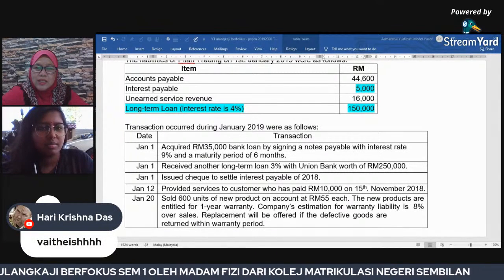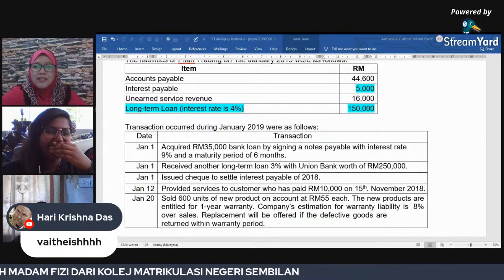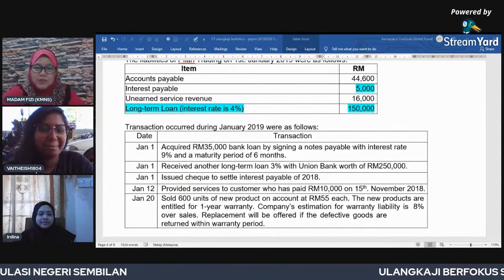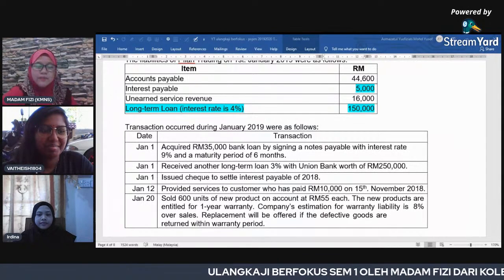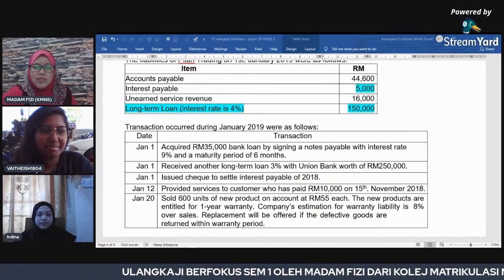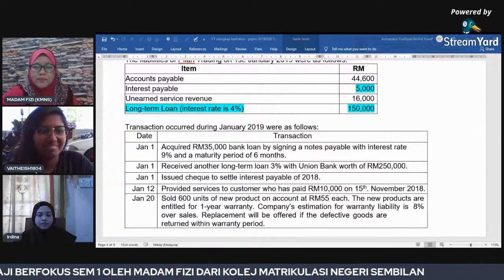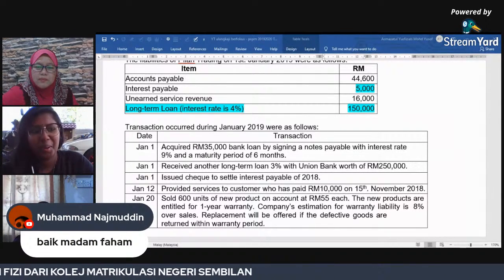Waitesh ada orang ni lah. Hari Krishnadas kata Waitesh. Okey, yang lain tu kata hi madam. Okey, hi semua ya. Azril pun ada hari ni. Zulaika, Lola. Okey, Najmuddin. Okey, dia kata thank you. Okey, right. So, okey lah ya. Najmuddin kata baik faham madam.